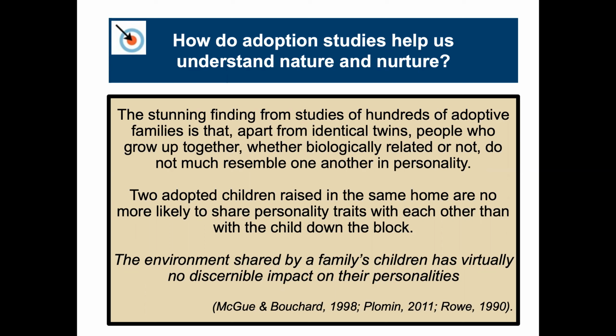And actually, as we get older, we almost become more of who we are. There's a little bit more of an influence on things, especially intelligence, earlier on when we're children. But as we move away from our parental unit, we become more of who we are, and there's less of a link to any sort of environmental influence. So two adopted children raised in the same home are no more likely to share personality traits with each other than with the child down the block. I can affirm this anecdotally, which I shouldn't do, but within our own family, our two children have unbelievably different personality traits. The environment shared by a family's children has virtually no discernible impact on their personalities.